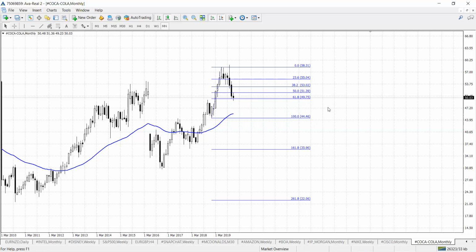Do you see it now? At the 61. Exactly. And that 61, it's powerful. It's a really powerful level. Now, we also know something else.